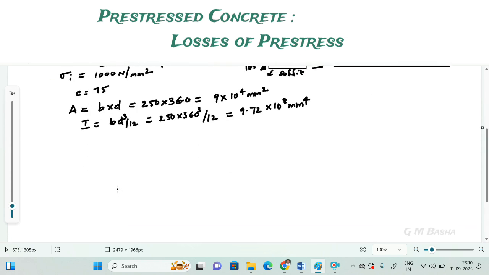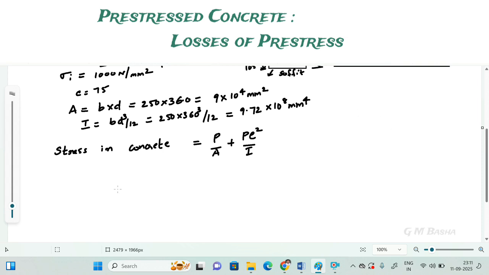Then what you have to find? Next step, already we found area, and now stress in the concrete at the level of steel. Stress in concrete at the level of steel. So what is the formula? That one will be equal to P by A plus PE square by I. So generally we have one standard formula.